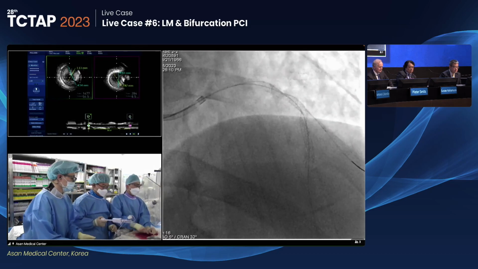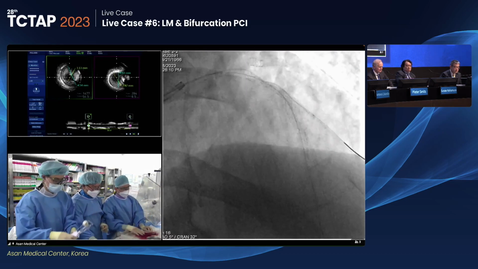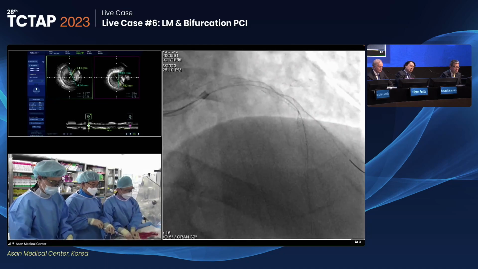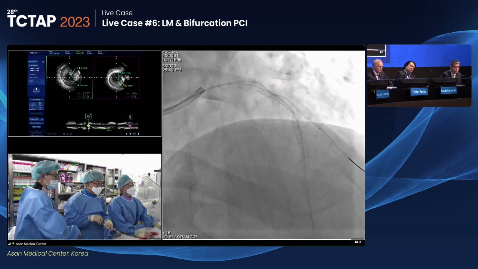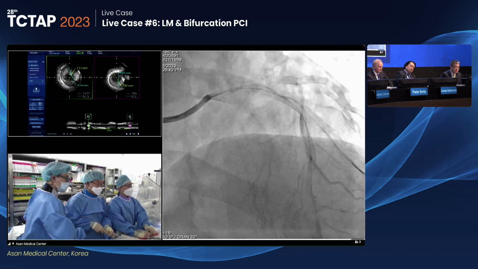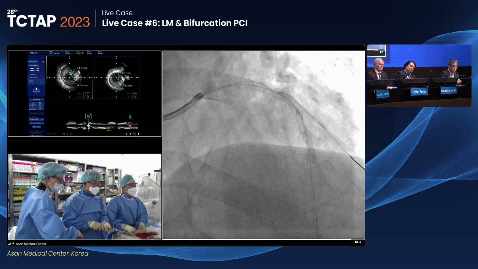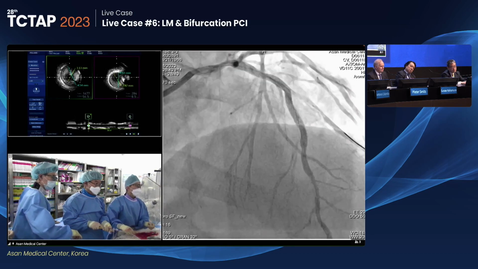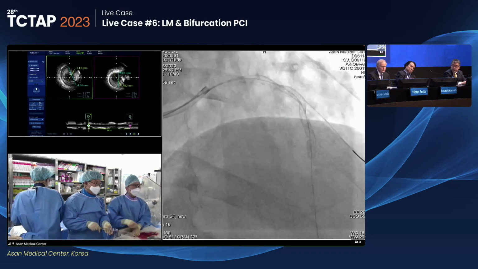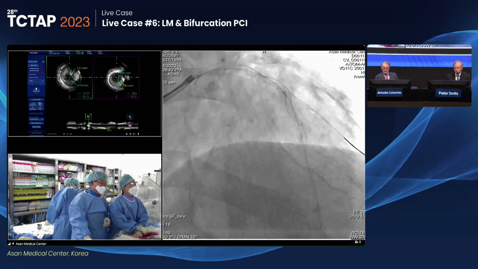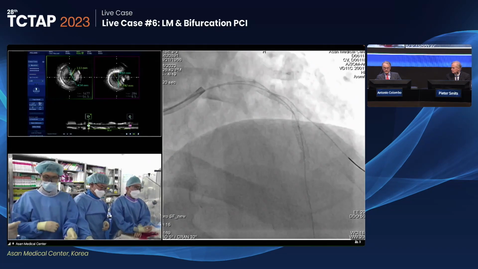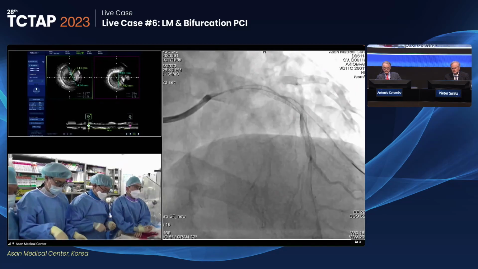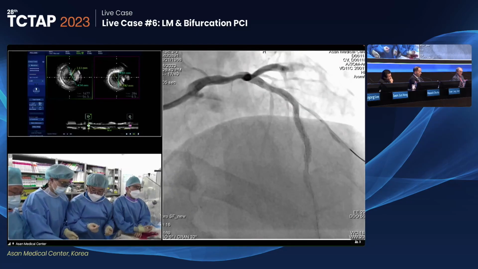Okay. Shall we check the angio? Angio. Okay. You can see the pinching of the diagonal branch. This is because of the pinching, carina shift, but flow is still good. Yeah. Would not do anything. Then post-dilation, and then angiography again.